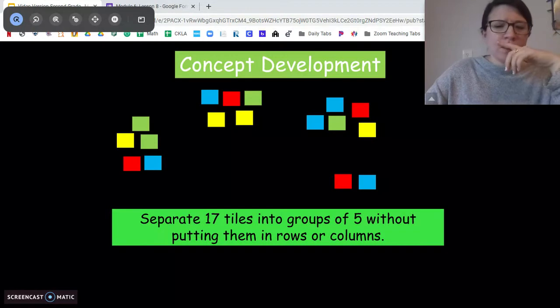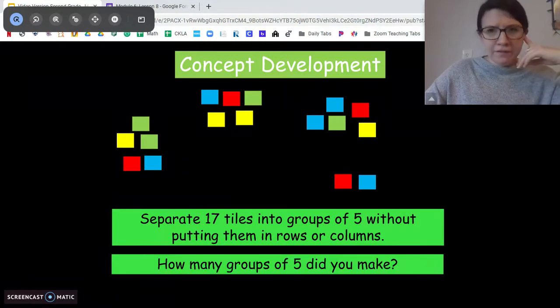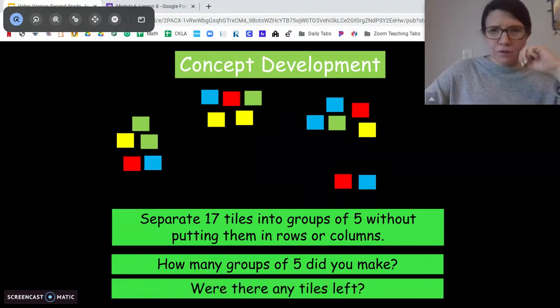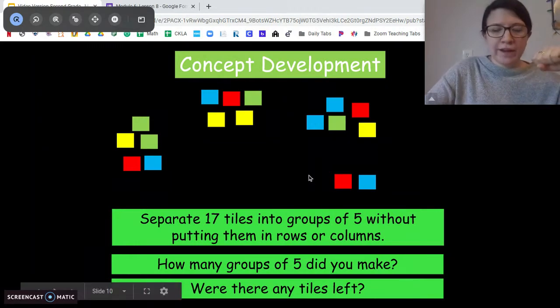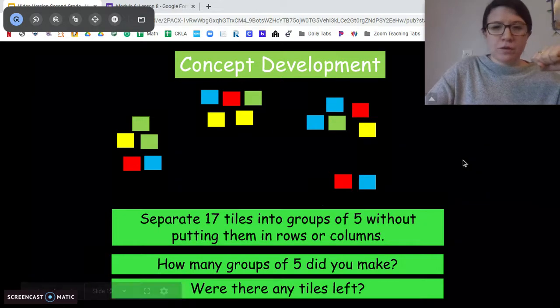Yes. Okay. So how many groups of 5 did we make? 3 groups of 5, right? Did we have any leftovers? We did, right? We had these 2 right here. Those were our leftovers. So we have 3 groups of 5 with 2 left over.